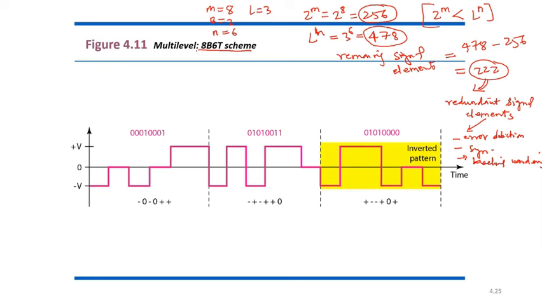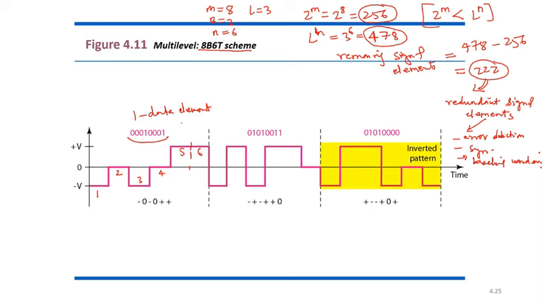Here the 8 means an 8-bit combination, so one data element has 8 bits. B stands for binary. N equals 6 means we have 6 signal elements representing one data element. To represent one data element, 6 signal elements are used. This is the first signal element, the second, the third, the fourth, the fifth, and the sixth. So 6 signal elements represent an 8-bit data element.